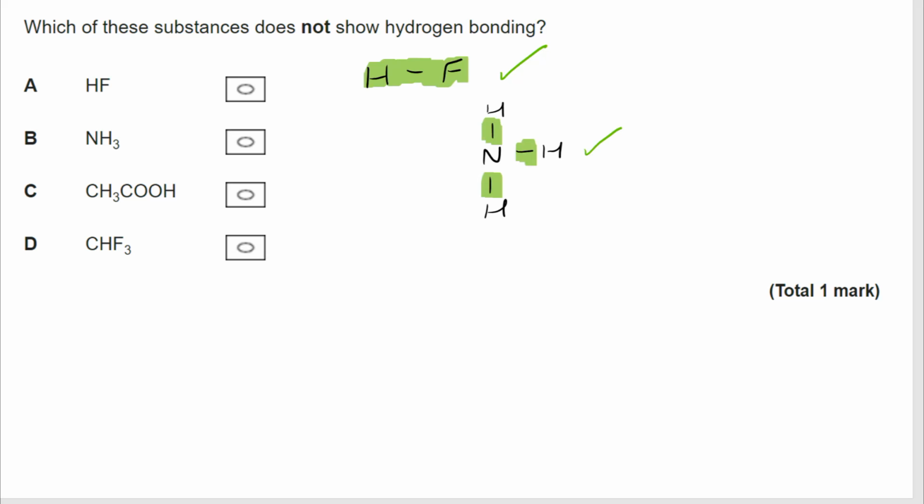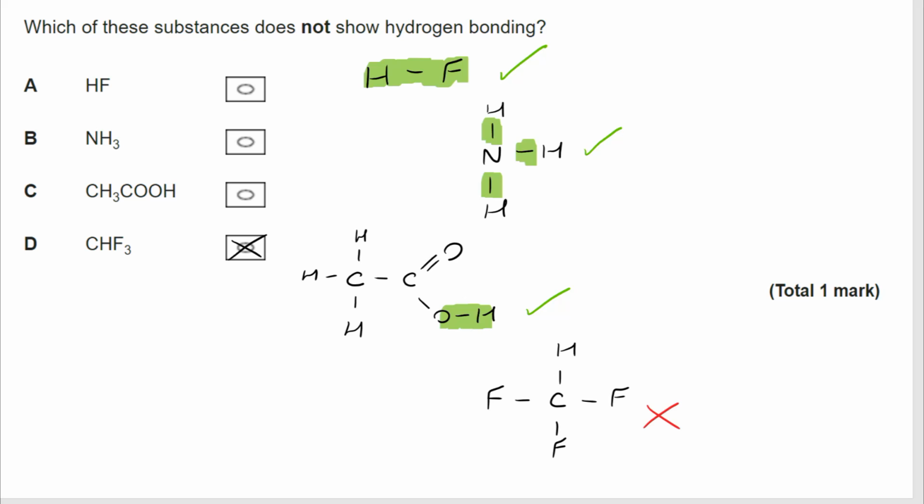In ammonia, the N is bonded to H's, so there's that direct link. In ethanoic acid, we have an OH, so the O is bonded to the H. All 3 of these so far do show hydrogen bonding. CHF3 does have Fs in there, but the Fs are not directly bonded to an H. So for that reason, the correct answer is D.